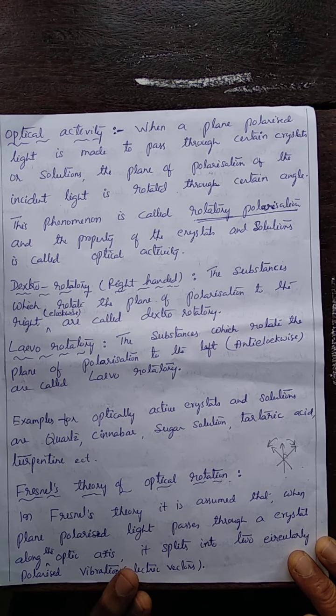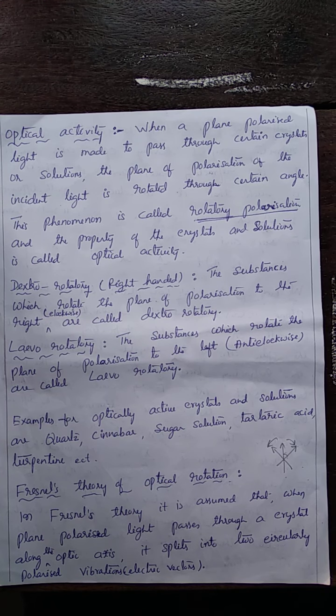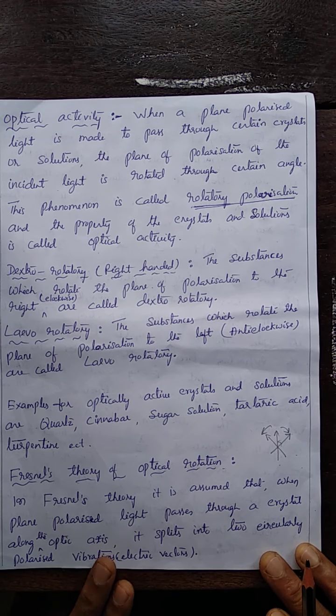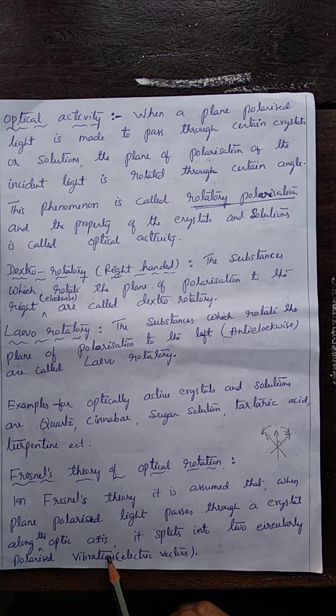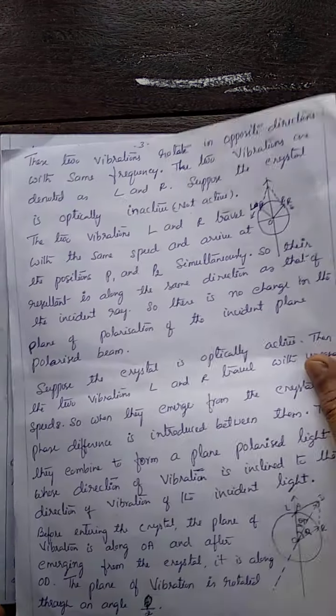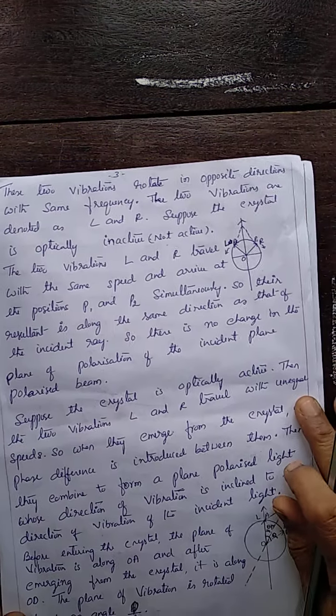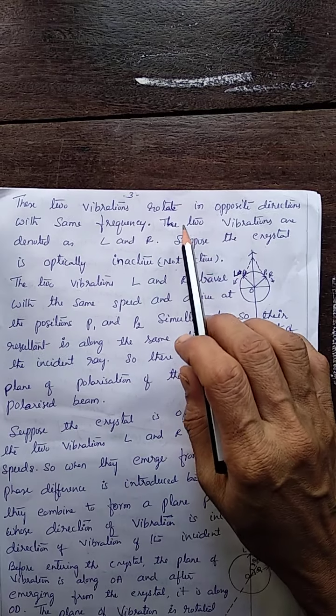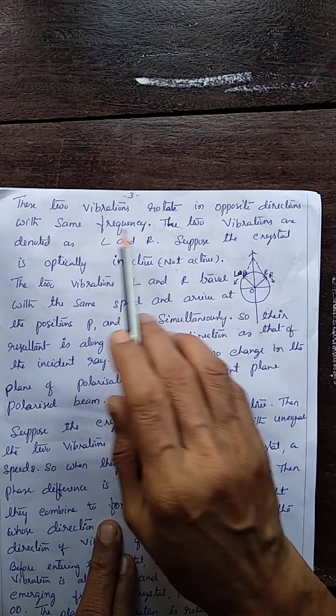Now this optical activity is explained by Fresnel in his theory. In his theory, Fresnel assumed that when a plane polarized light passes through a crystal along the optic axis, it splits into two circularly polarized vibrations. The polarized vibrations are nothing but electric vectors. So the given incident vector splits into two electric vectors. These two electric vectors or these two vibrations rotate in opposite directions with the same frequency.